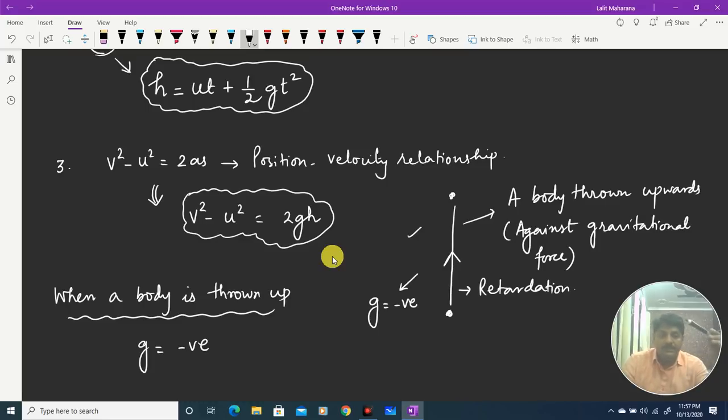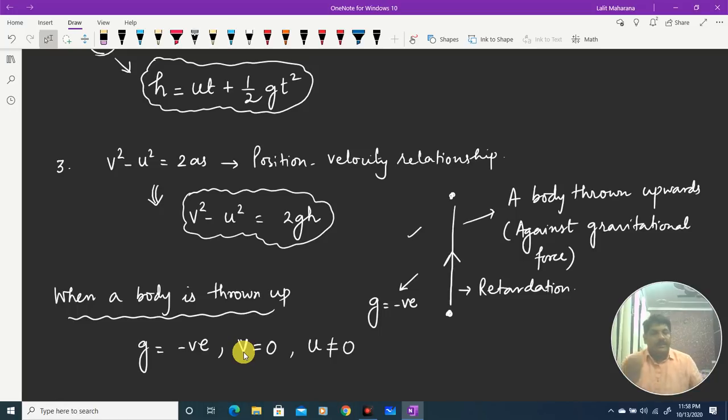And what will happen when the body is moving up? If you throw a body upwards, the body would slowly come to rest. So at the highest point, it would stop after some time. So we take final velocity as 0. Initial velocity is not equal to 0. So when a body is thrown upwards, the final velocity would be equal to 0, initial velocity is not equal to 0, and g is always negative.